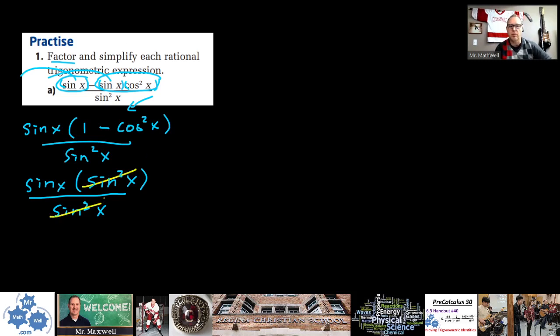Hey, those are factors. They are gone. The simplification ends up to be, this all boils down to just sine x. So this whole big complicated thing is actually just reduced to sine x. Factor and simplify each rational trigonometric expression. This is the simplification. Okay? So that's question 1A.